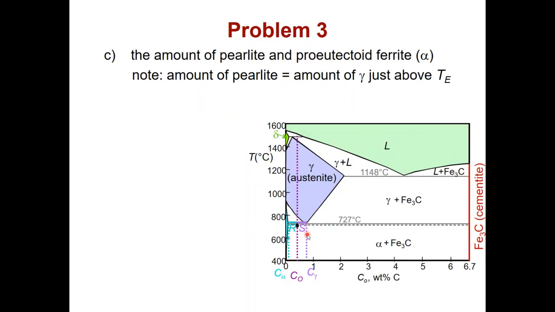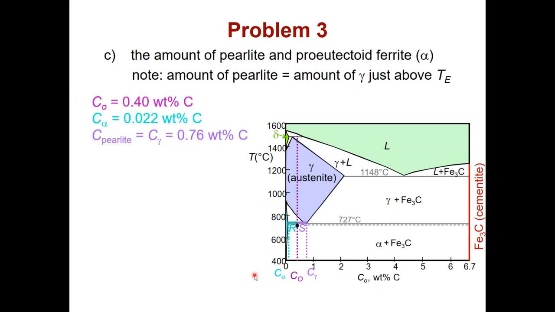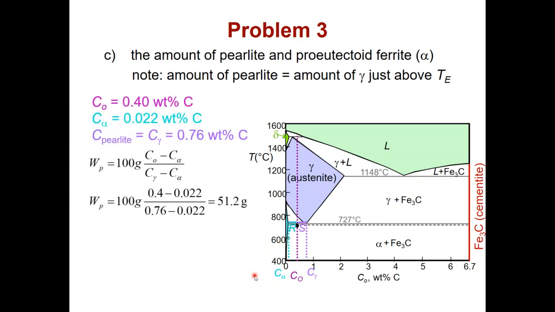We know that this point has a composition of 0.76, where we have 100% of pearlite. The maximum solubility of carbon in ferrite is 0.022, and the overall composition is also 0.4. So we can easily compute the total length of the tie line and each portion of it, S and R. So applying the lever rule as before, we can compute the amount of pearlite.